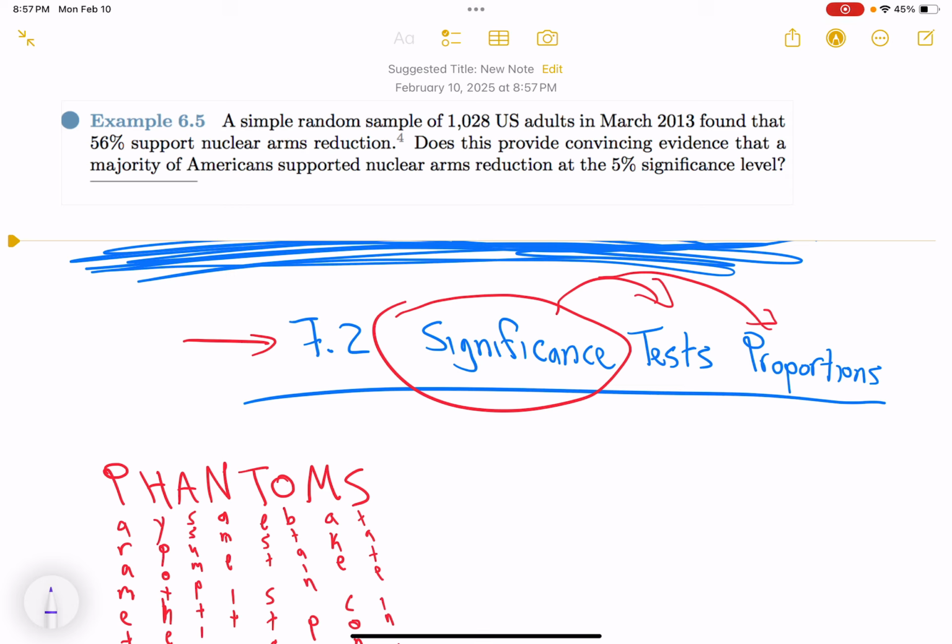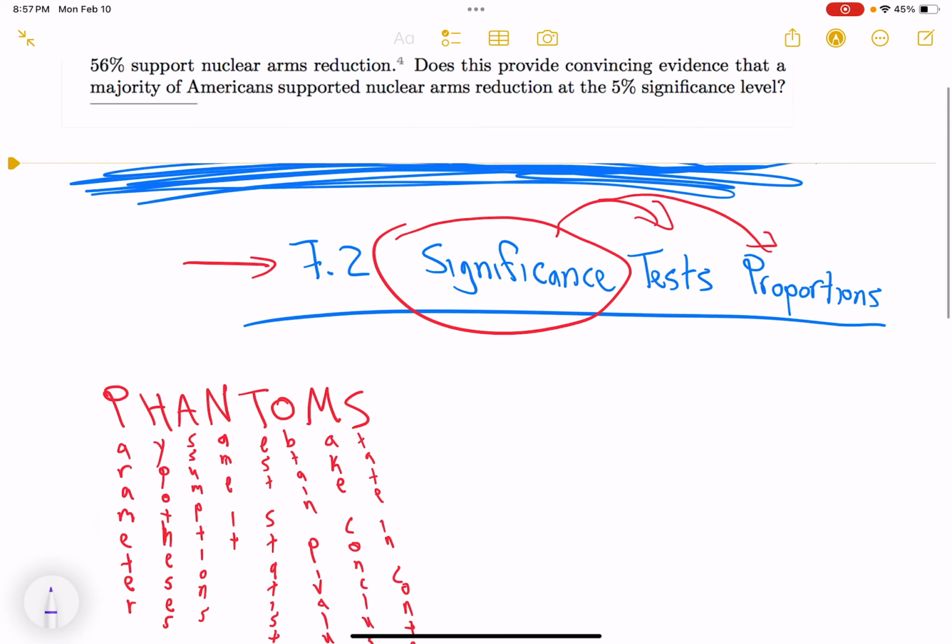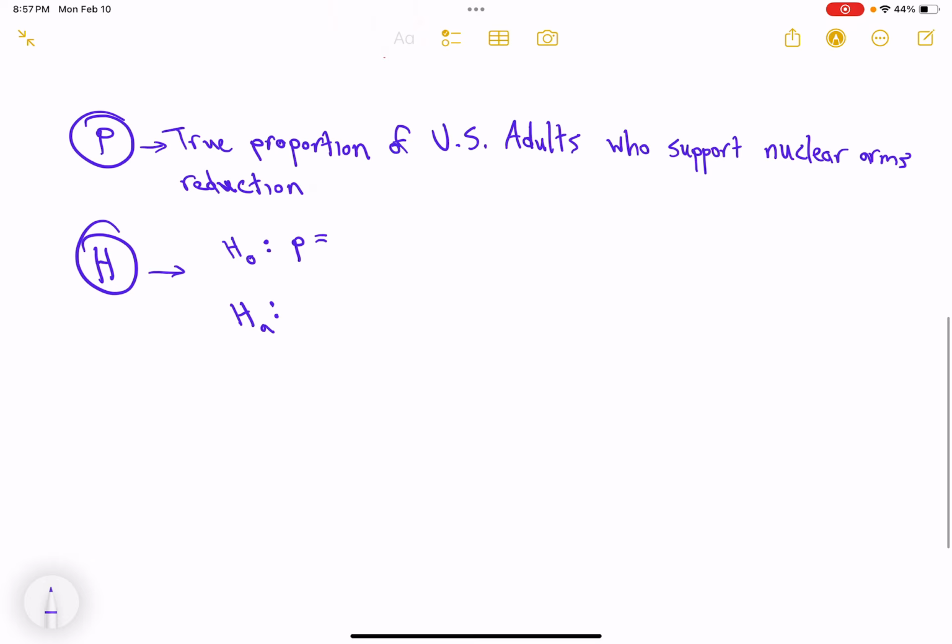It says, does this provide convincing evidence that a majority of Americans support nuclear arms? I like this question because it makes things more difficult. Normally the null proportion will be stated, but it says a majority here. A majority is anything greater than 0.5, or 50%. So that means the null hypothesis is that the null proportion and the true proportion are equal to 0.5, okay? So 0.5 will be equal to the true parameter if we are wrong. But if we are not wrong with our alternate hypothesis, p will be greater than 0.5, okay?